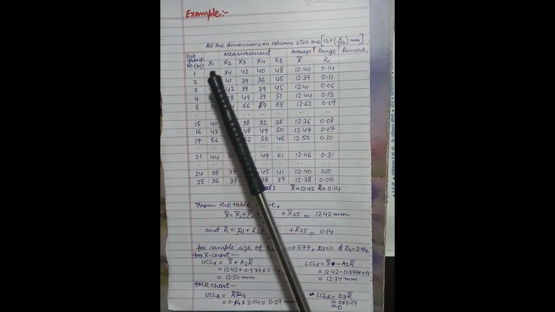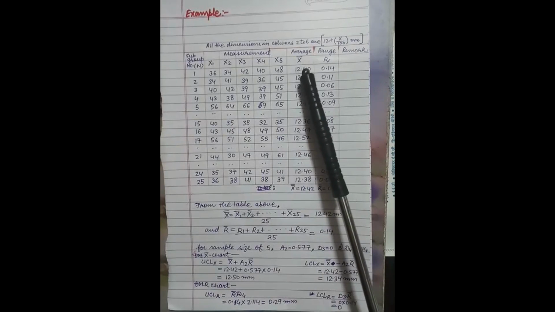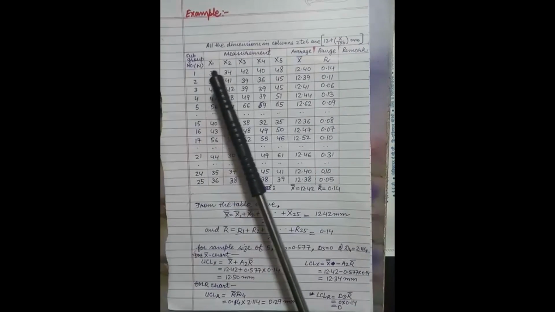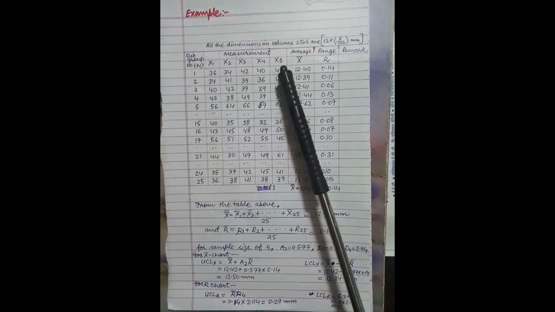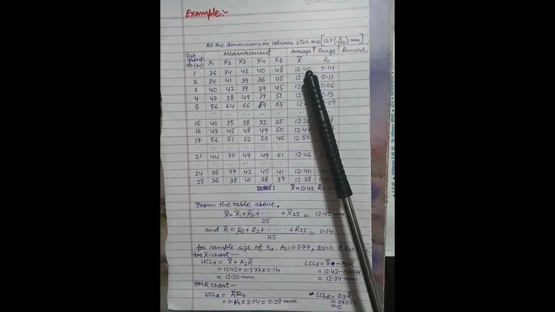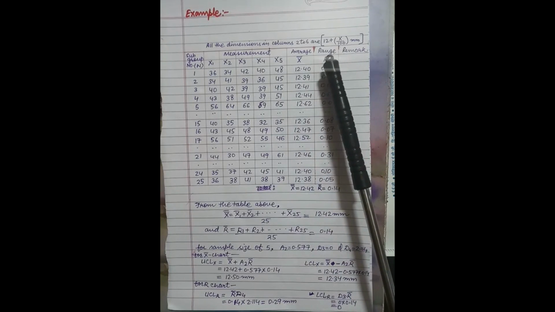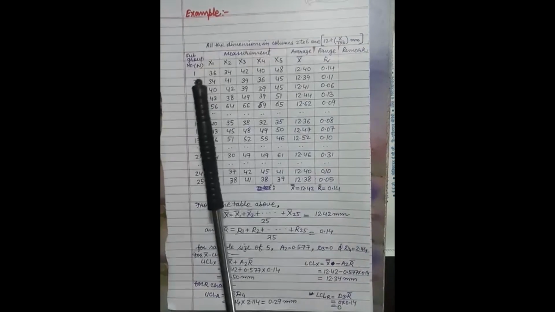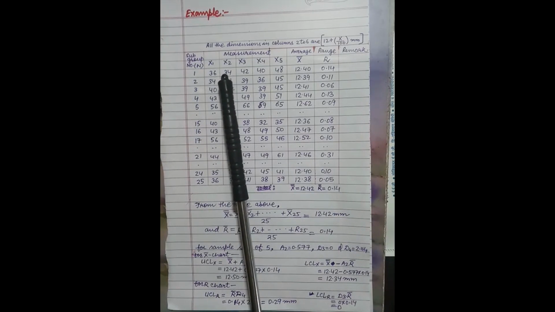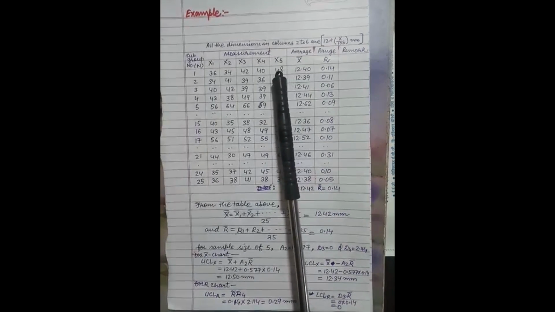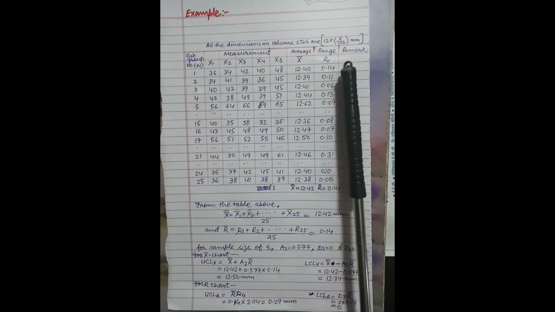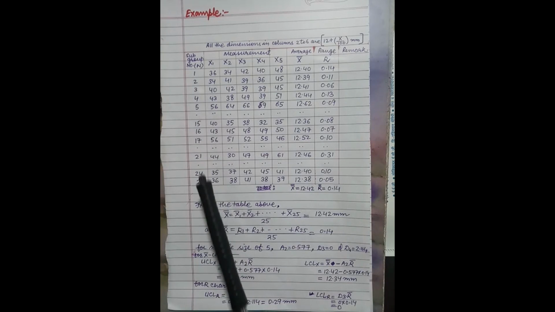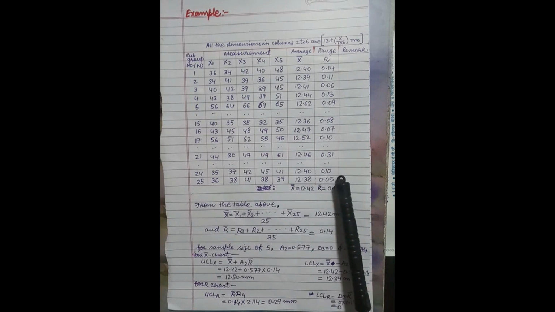Okay. So for the first subgroup, we have to calculate x bar, which is the average of all five: 12.36, 12.34, 12.42, 12.40, 12.48. The average of this is 12.40, as well as range. The minimum dimension is 12.34 and the maximum dimension is 12.48. So the difference of these two is 0.14. Similarly, for second group up to 25th group, we have calculated x bar as well as R.